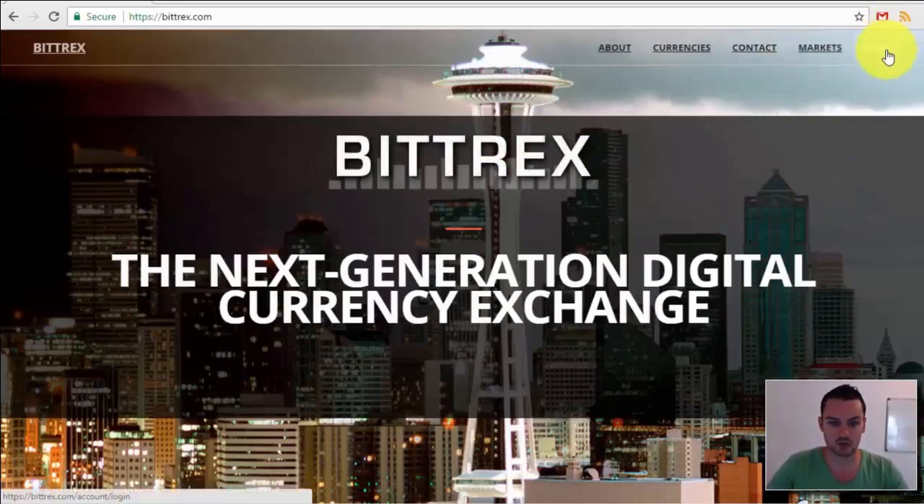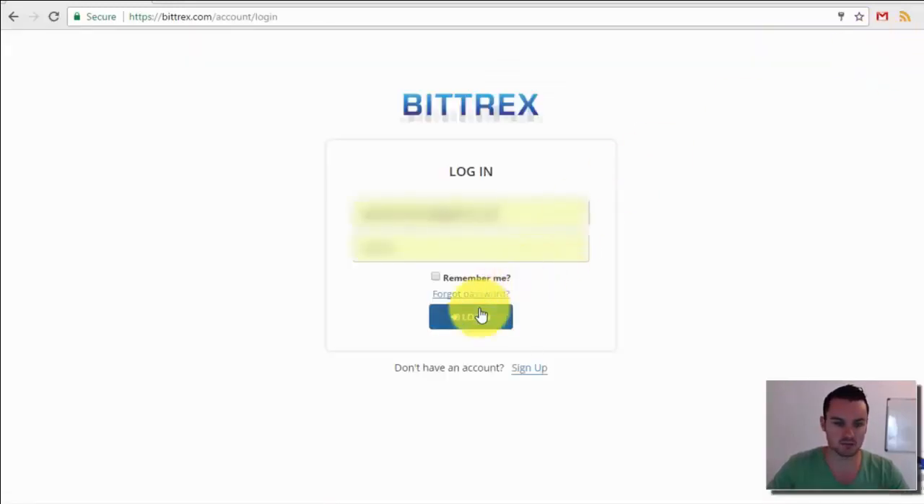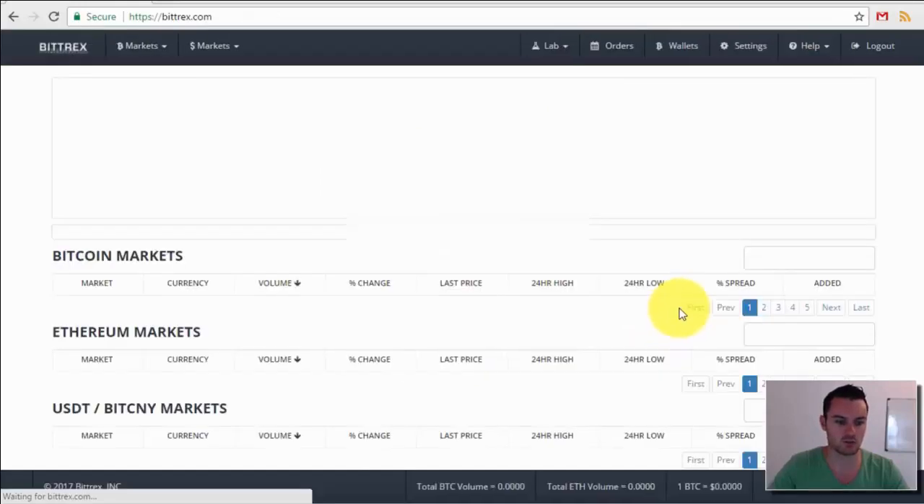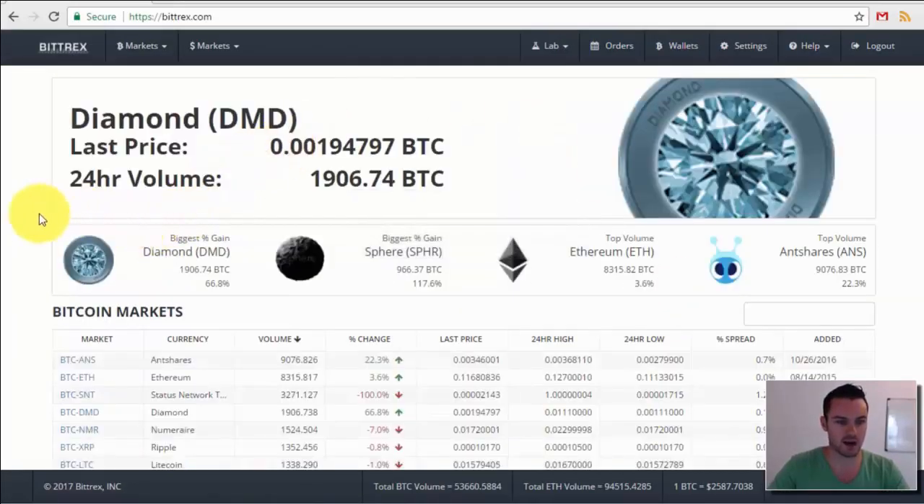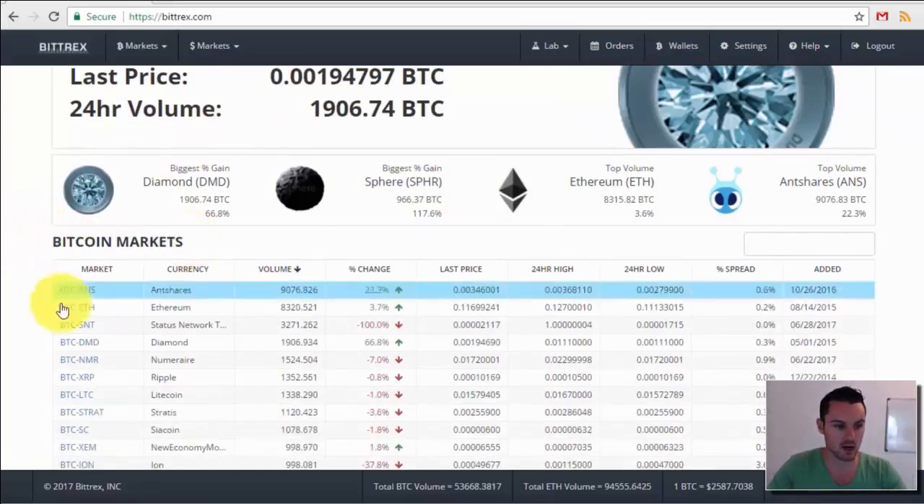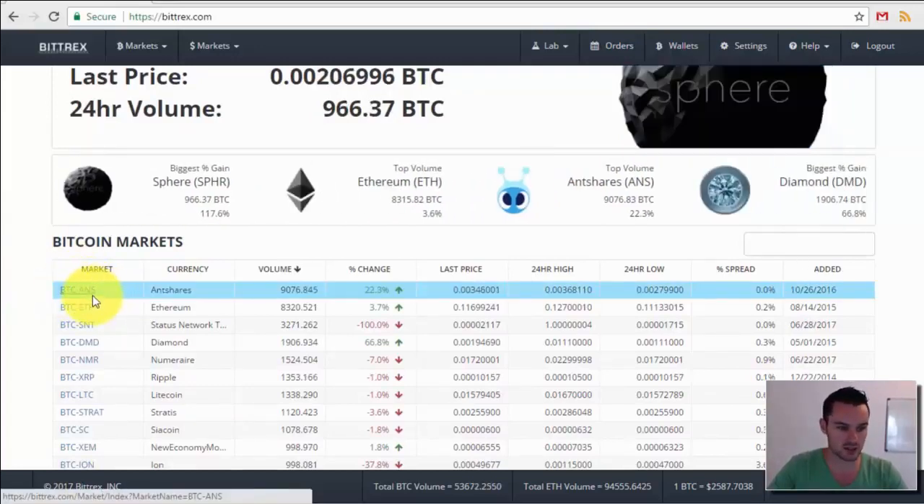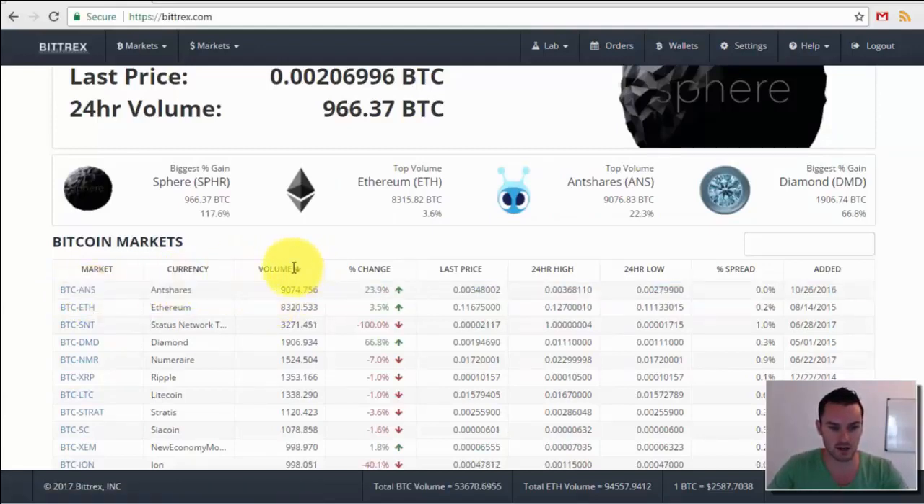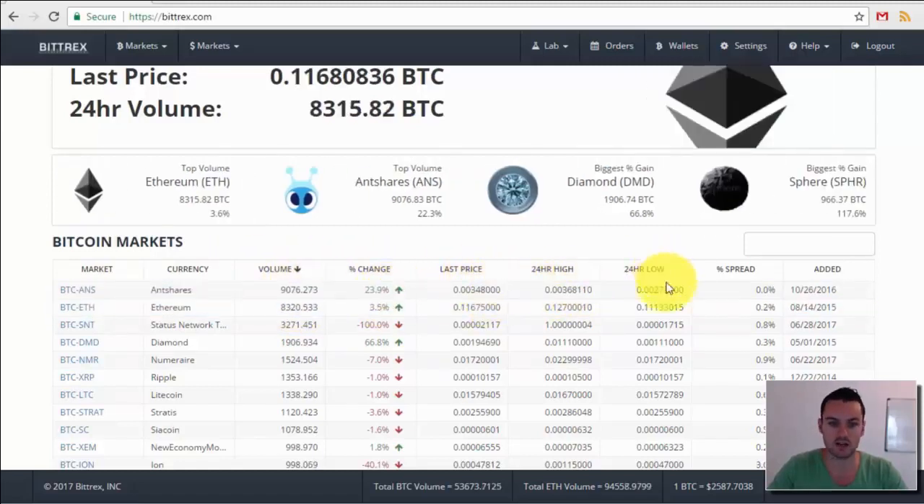So Bittrex, what you do is when you come to the main page, we'll just log in up here. The first screen that we should be showing when we log in, you can see here are the markets. These are the latest prices for all the coins. There's a Bitcoin market, which is the altcoin against the Bitcoin price. You can see here Ant shares, which is a very popular one at the minute. You can see the volume, the change in the last 24 hours, the last price, the 24-hour high, the low for the 24 hours, the spread, and then when it was added to the exchange.